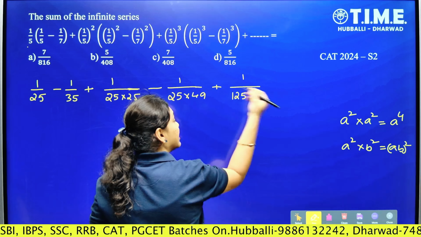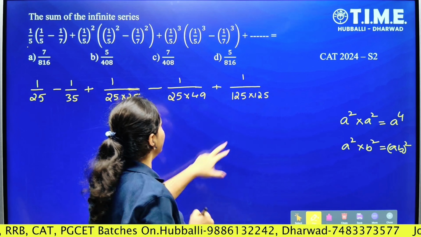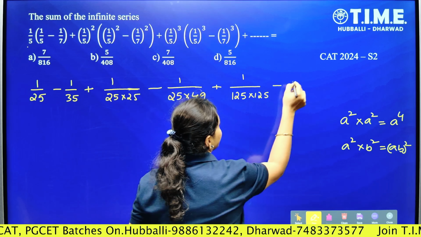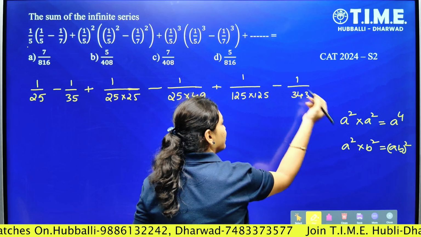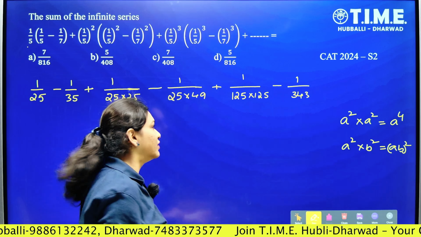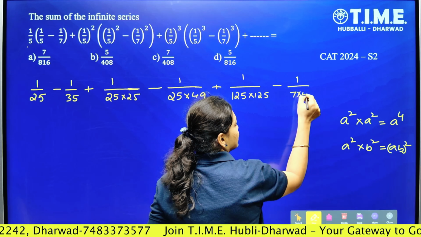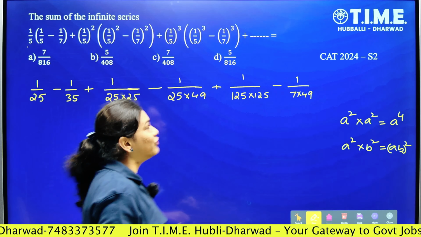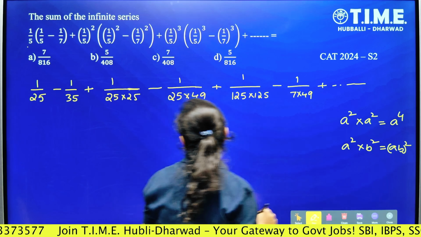No need of writing that 125 into 125. So 125 into 125 minus 1 upon 7 cube. 7 cube we know is 343. If you want to write it down, it is 49 into 49 into 7. Better to write down this 49 into 7, so that simplifying becomes easy. So 7 into 49, and it goes on.